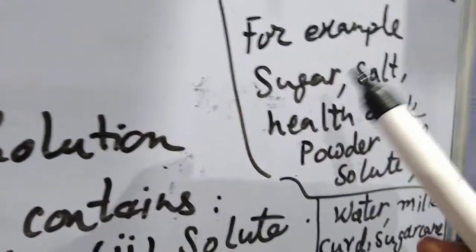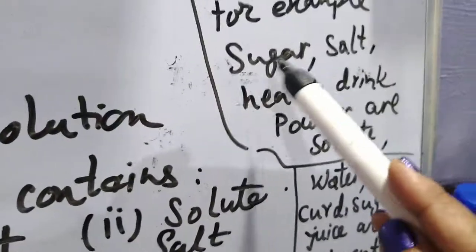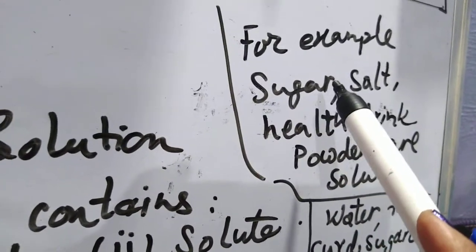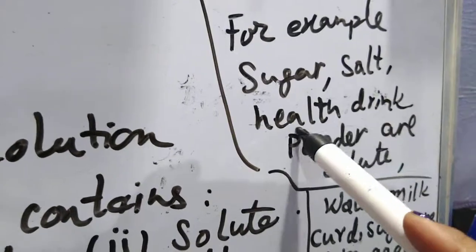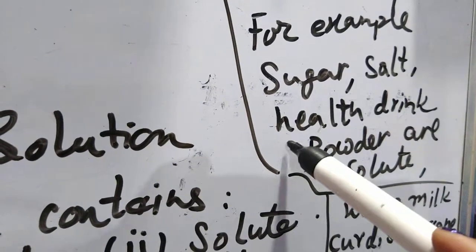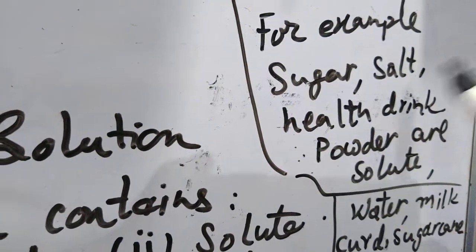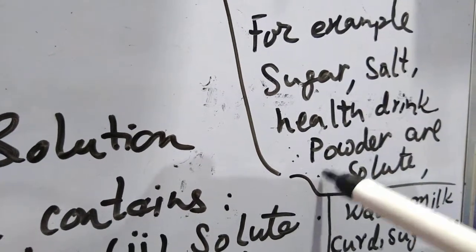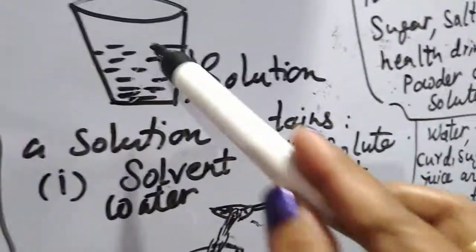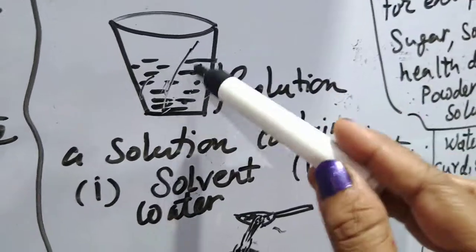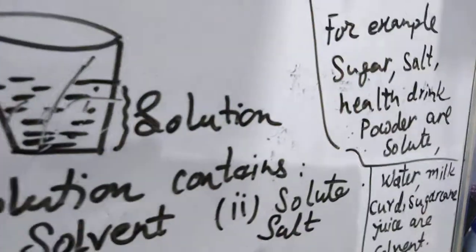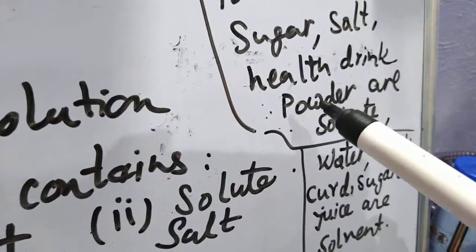Now I should give you some examples of solutes and solvents also. In our day-to-day life we find sugar, salt, Horlicks powder as our solutes. Why? Because these are the substances which get added to the liquid part, that is the solvent. So these are solutes.